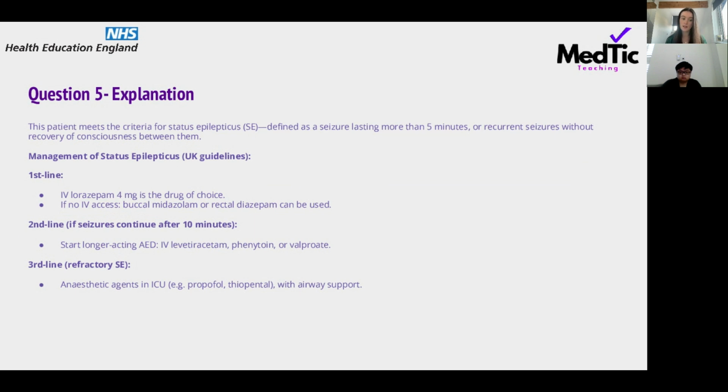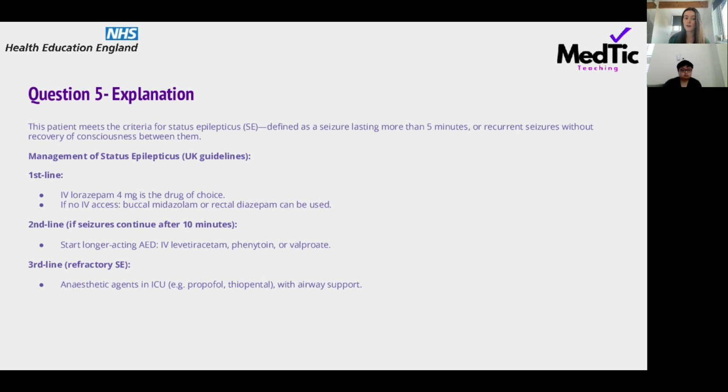If you haven't got IV access, like if you're in a GP or out in the community, then buccal midazolam or rectal diazepam can be used as well. Second line, if that doesn't work, you would start your longer acting anti-epileptic drug. It would be IV. Most of the guidelines tend to say phenytoin, but there are a few more options on the NICE guidelines.